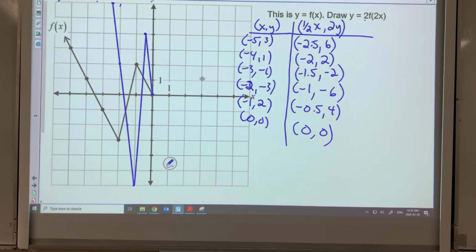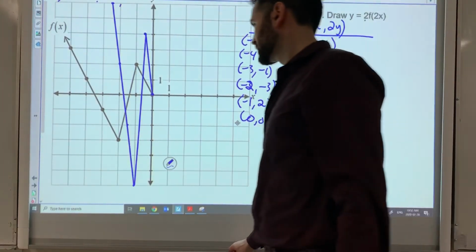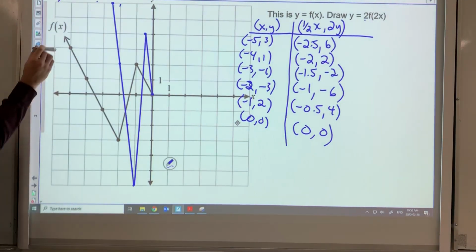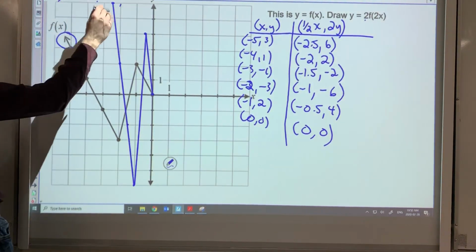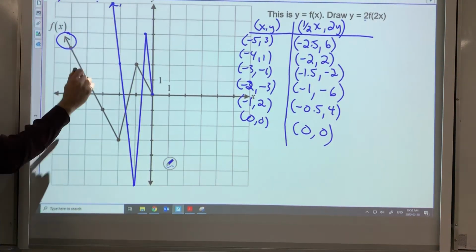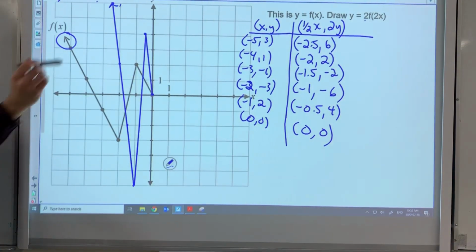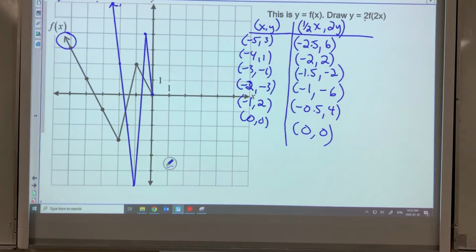Now, what about my arrows? Do you have one going up? Yes, be very careful. There's an arrow there. There needs to be an arrow here. And over here, a discrete point. Okay?